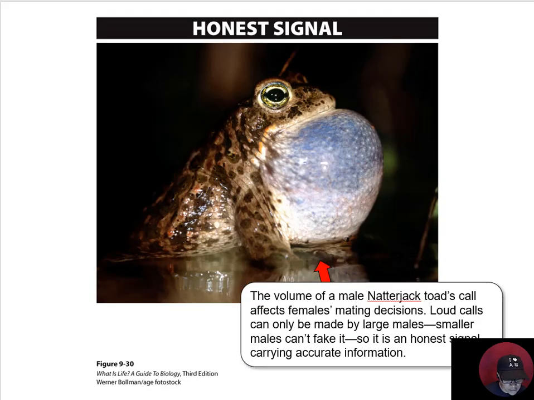But here we've got what's called an honest signal, and this is a frog, and the volume of this male natterjack toad's call affects females' mating decisions, for example, because it's an honest signal. And that's because loud calls can only be made by large males. Smaller males can't fake it. So it's an honest signal carrying accurate information. So that's what an honest signal is.